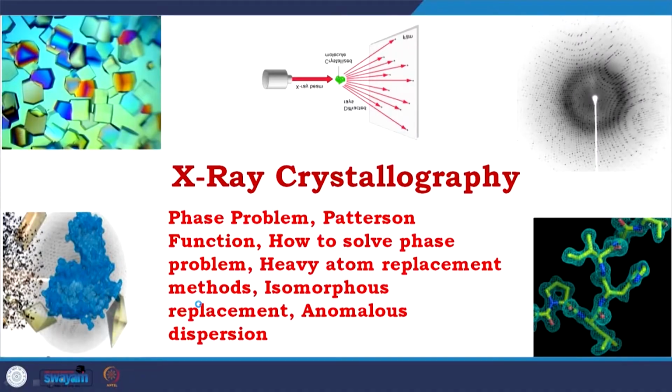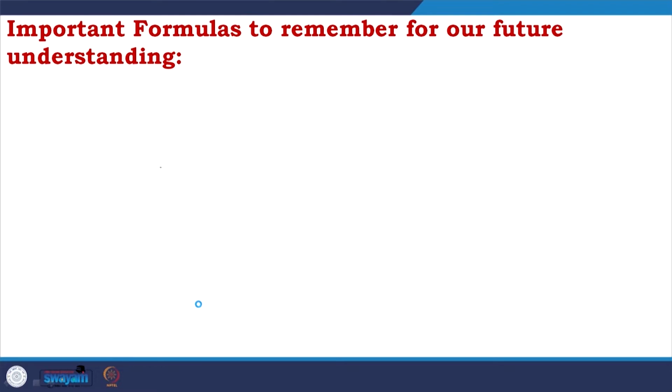Hi everyone, welcome again to the course of structural biology. We are continuing with the structural biology techniques. We are talking about X-ray crystallography, and today we are going to discuss the phase problem, the Patterson function, how to solve the phase problem, heavy atom replacement methods to solve the phase problem, and some techniques relating to heavy atom replacements, which are isomorphous replacement, anomalous dispersion and so on. I will start where we ended in the previous class.